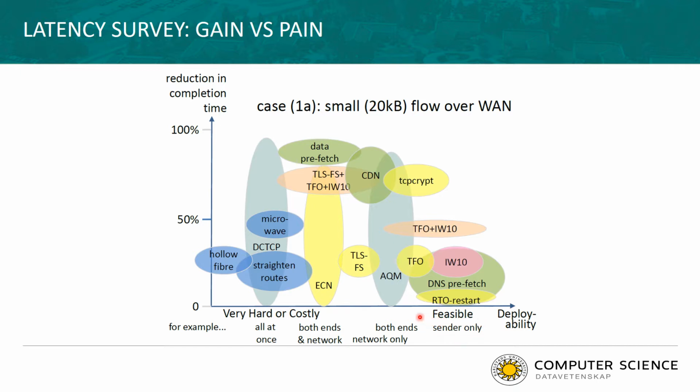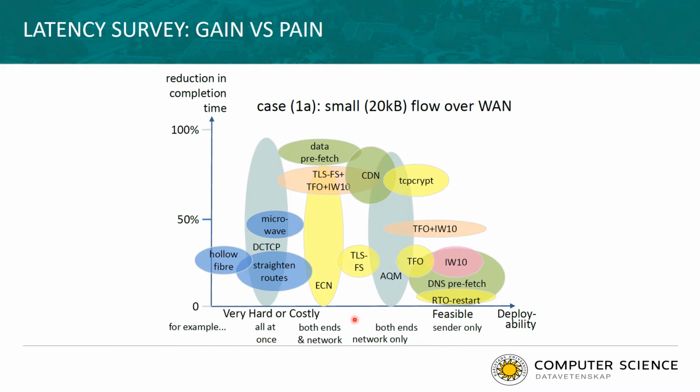But if you need to have modifications in both the end hosts and in the network, things get more difficult. If you also have to do this all at the same time, things of course get even more difficult. And you can also have different gains from these different mechanisms. In this first graph, we are looking at a scenario where we have a small 20 kilobyte flow communicating over a wide area connection. For the baseline, we are assuming that you have an initial window of 3.